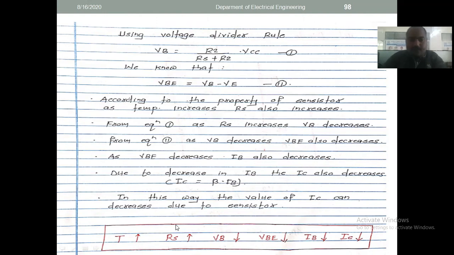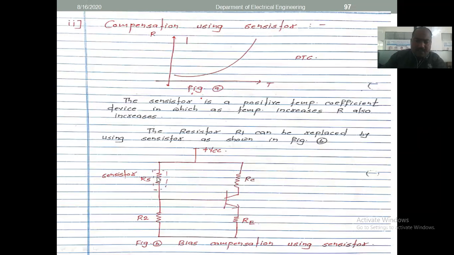See, with respect to the transistor, this is the device which has a positive temperature coefficient. It indicates that as the temperature increases, it also causes an increase in the resistance, right? So we know that as the temperature of the transistor increases, it may cause an increase in the resistance of this RS, right? So this resistance increases, and due to that, whatever voltage is supplied to this base should also reduce.